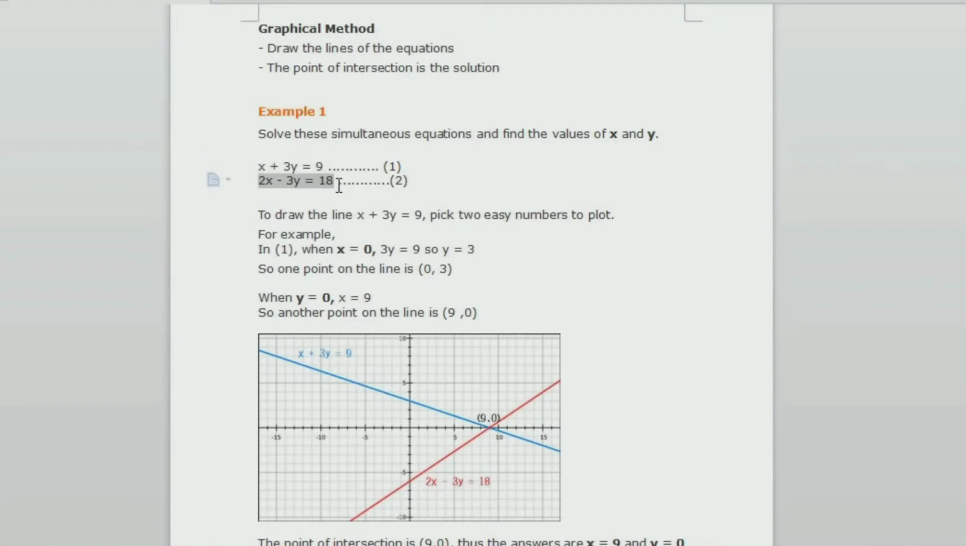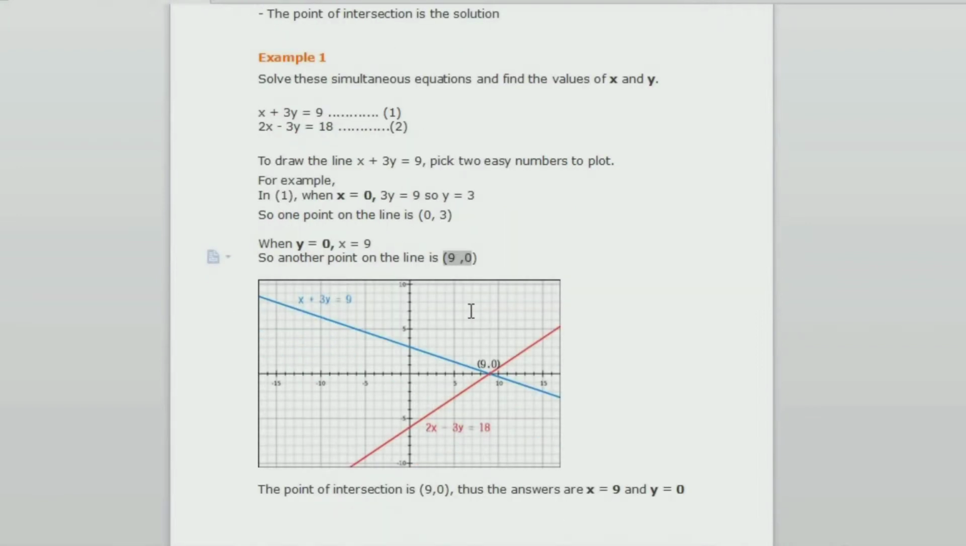Now, to draw the lines on the graph, the easiest way is to pick two easy numbers to plot. For example, in equation 1, when x equals 0, 3y equals 9, so y equals 3. So we have one point on the line, which is (0, 3). And now find another point. When y equals 0, x equals 9. So the other point on the line is (9, 0).